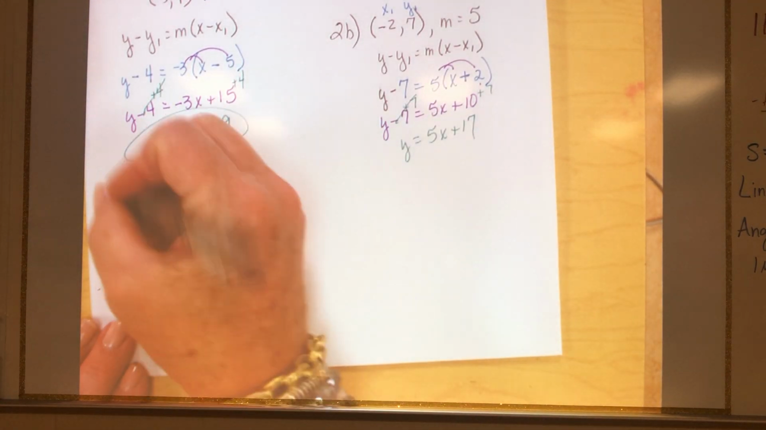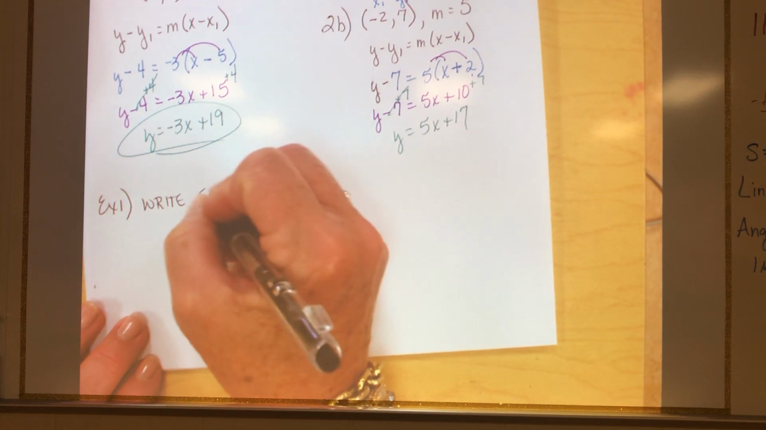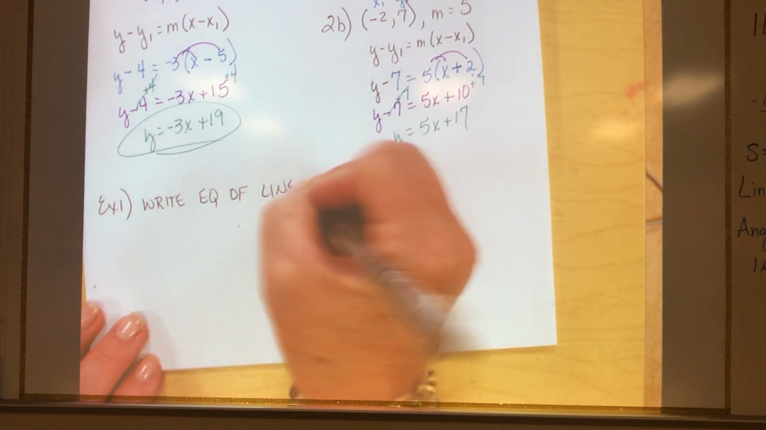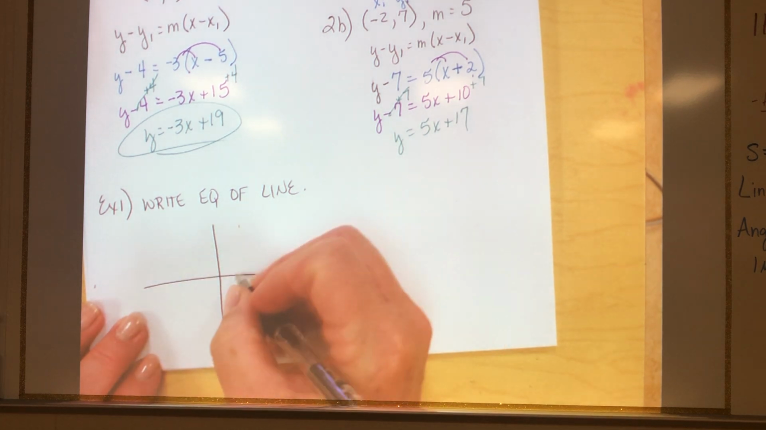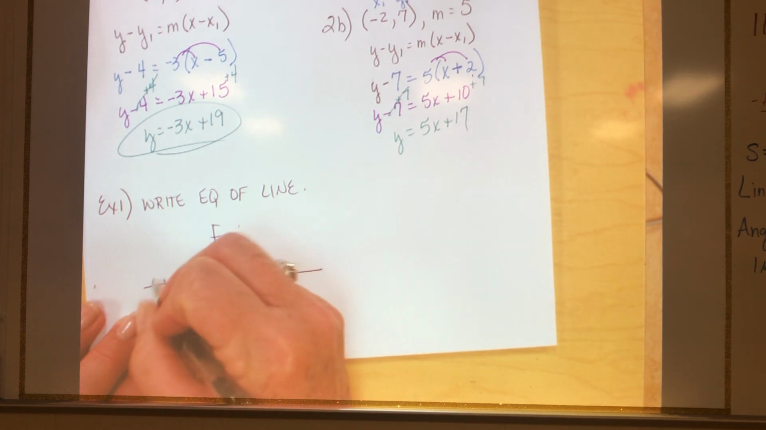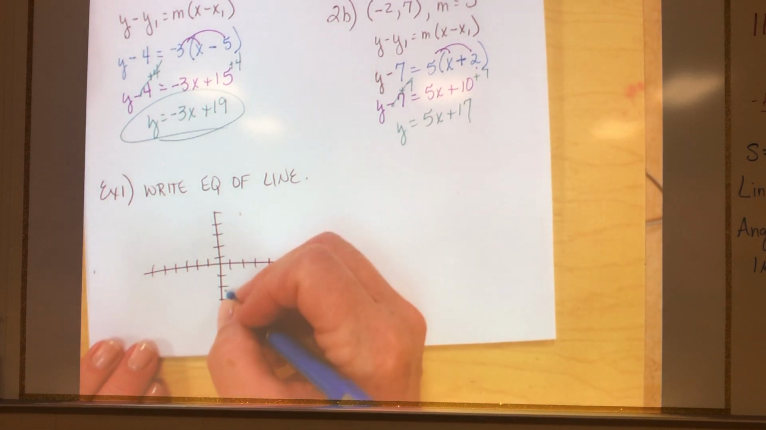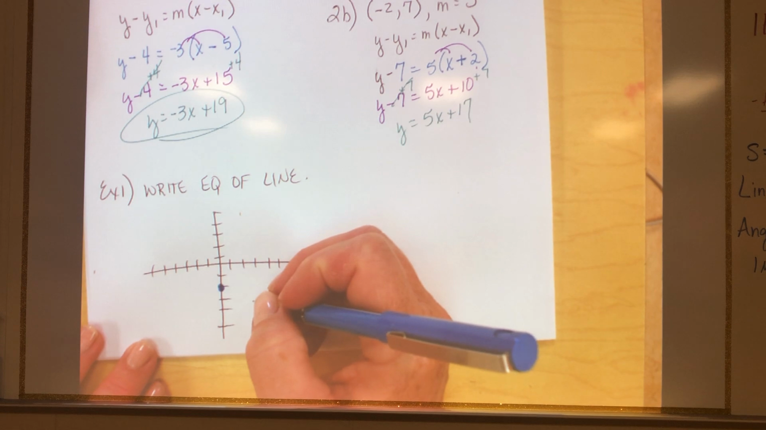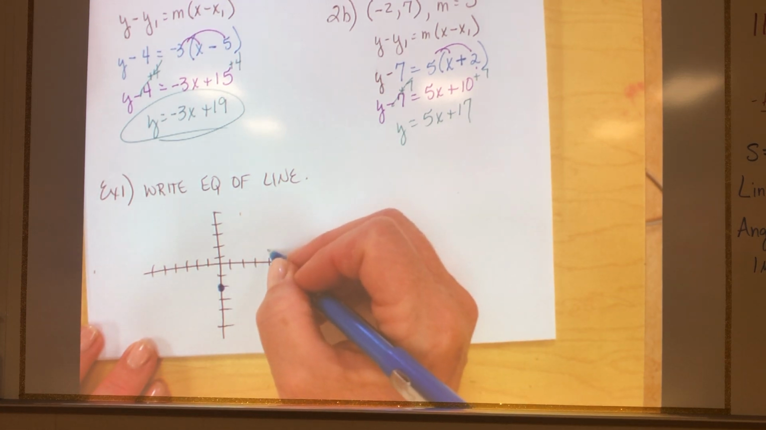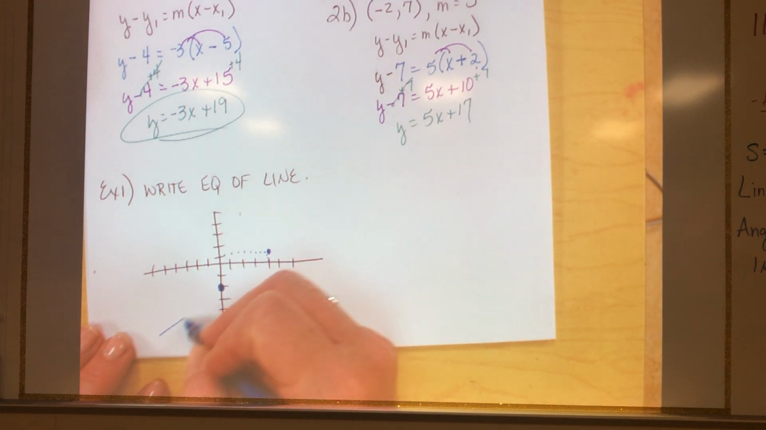All right, now I'm going to do example 1. You're going to see why I don't like example 1. I just taught you all this stuff, and then the very first example they give me is crazy. All right, so it says write the equation of the line. So I'm going to draw you a picture. Okay, so I'm going to tell you that my line goes through this point right here, and this point right here.